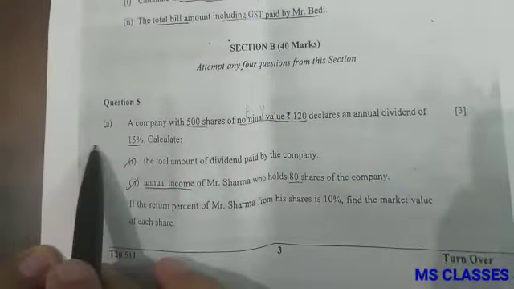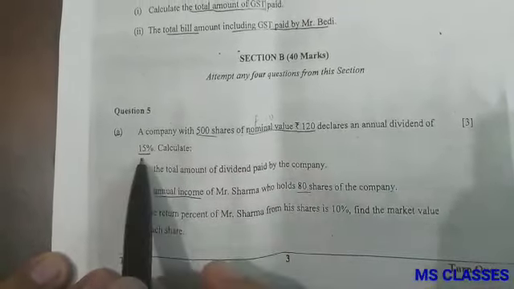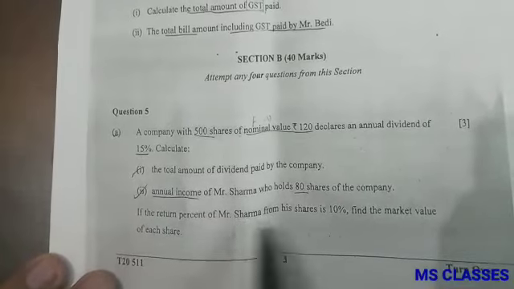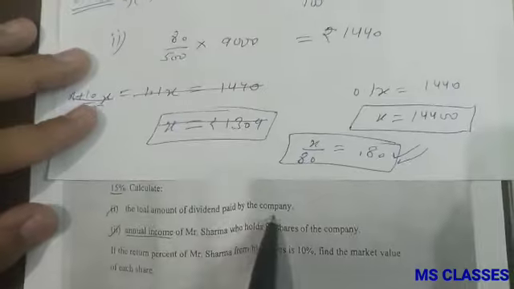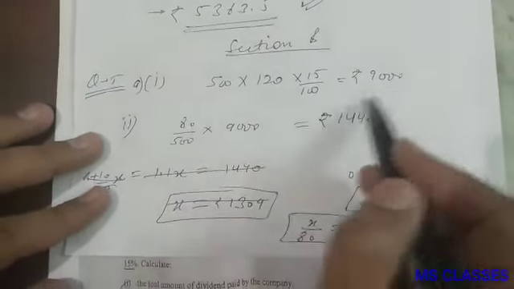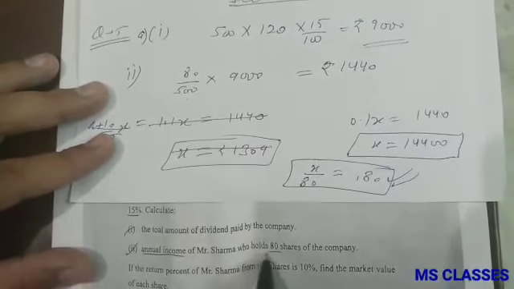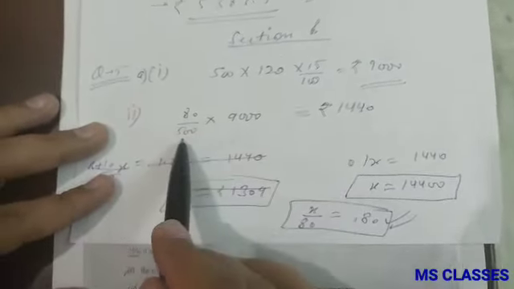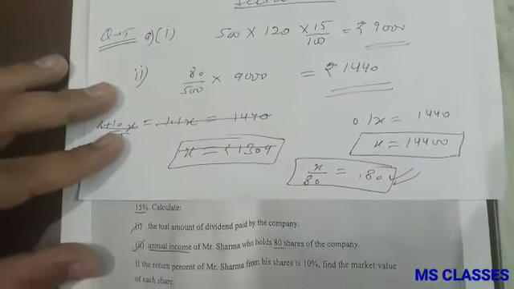Section B, question 5A. A company with 500 shares of nominal value 120 rupees declares an annual dividend of 15%. Calculate these values. For the first, the total amount of dividend paid by the company, that is 500 into 120 into 15 by 100, that will be 9000 rupees. Second is which holds 80 shares of the company, so 80 by 500 into 9000, that will give 1440.